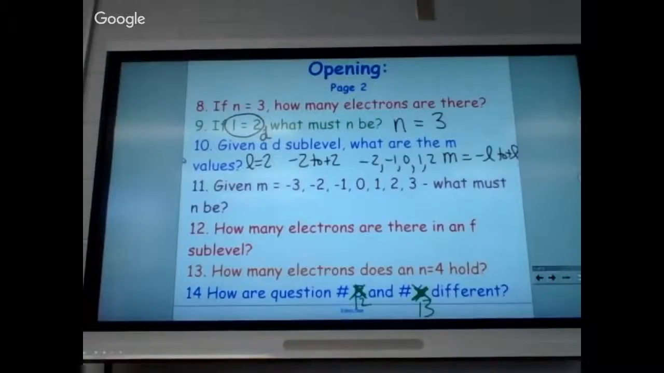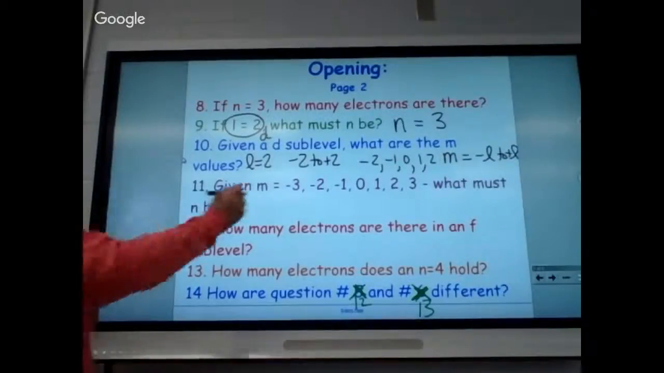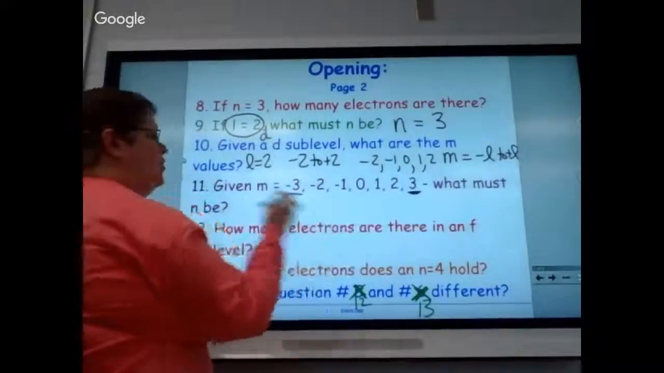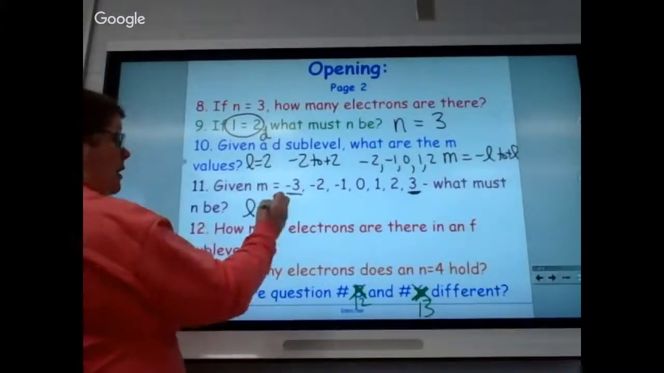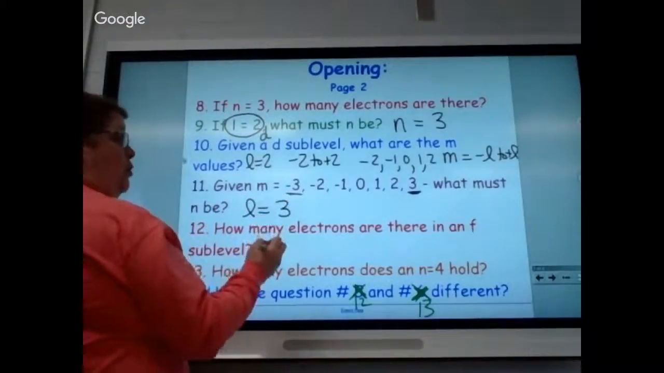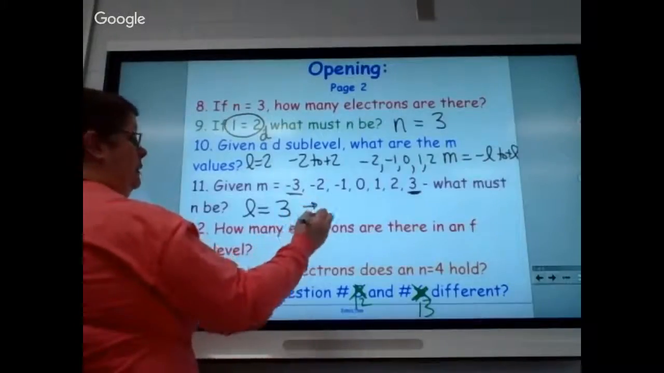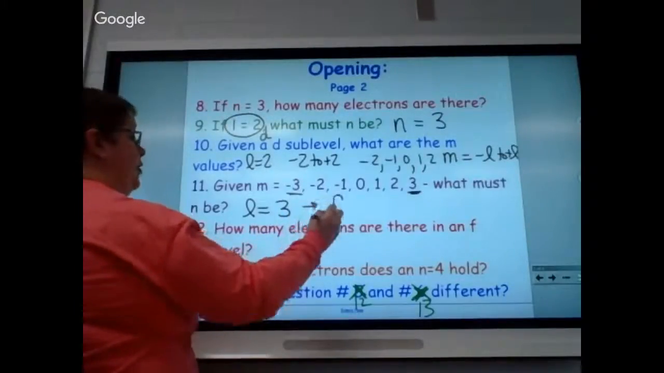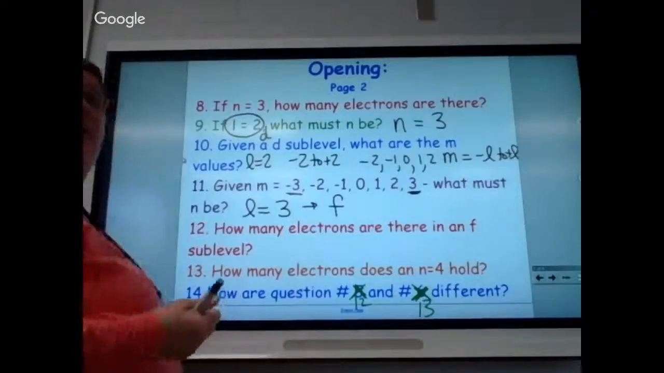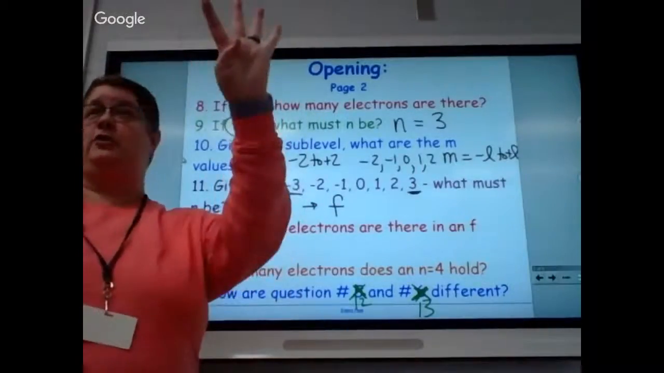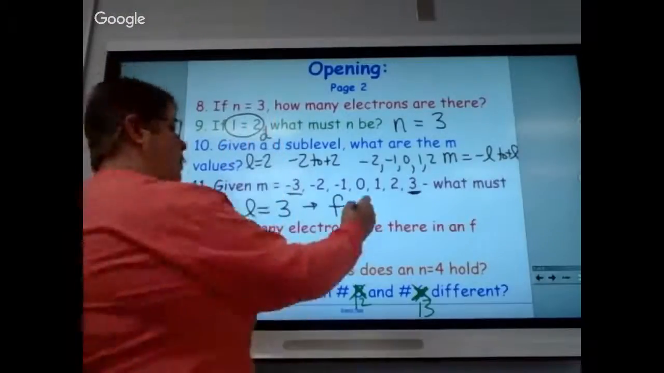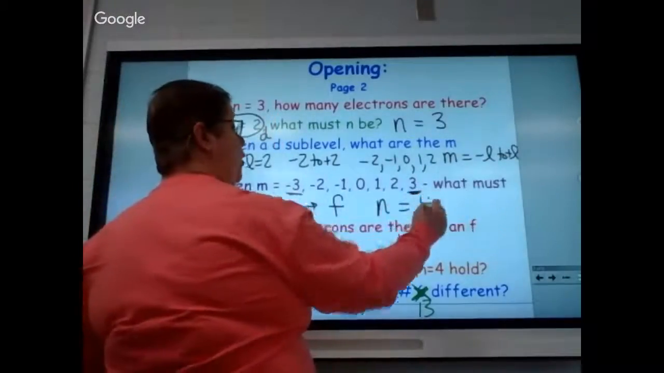All right. Number 11 is just going backwards from what we just did in number 10. So if you start at negative 3 and go to 3, what's your L value? L is 3. So what sublevel are you? Not D. You're an F. So to have an F, that's sublevels S, P, D, F, and it's got to be 4. So those of you who are yelling 4, that's right.